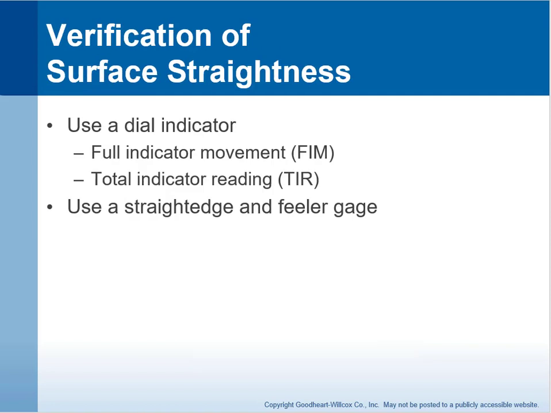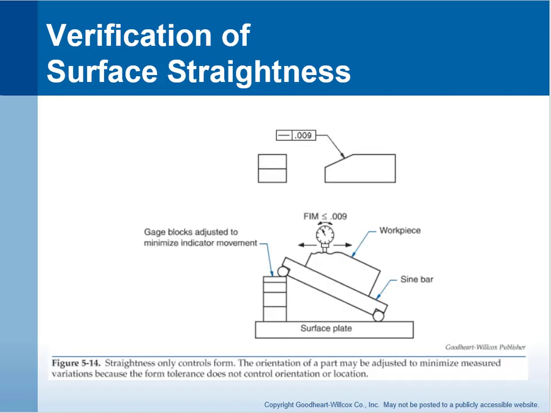Okay, so verification of surface straightness. You use a dial indicator. The full indicator movement is how far the indicator travels, and then total indicator reading is TIR. So you use a straight edge and a feeler gauge. Again, I showed you this slide before. This is how you would check straightness.